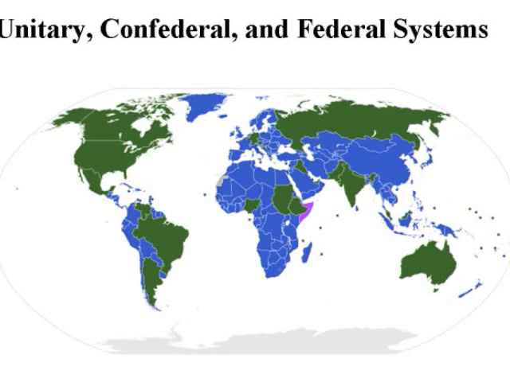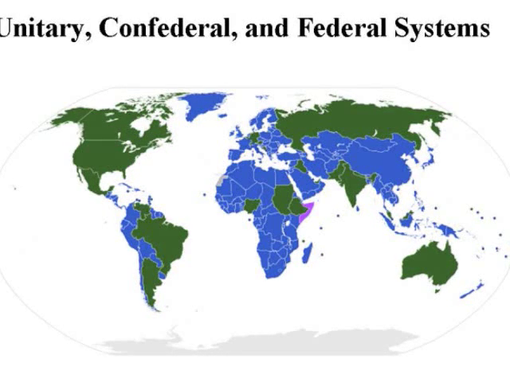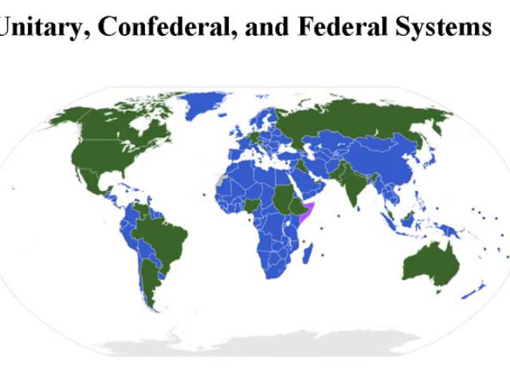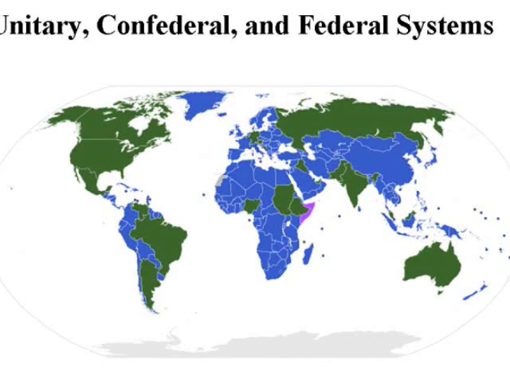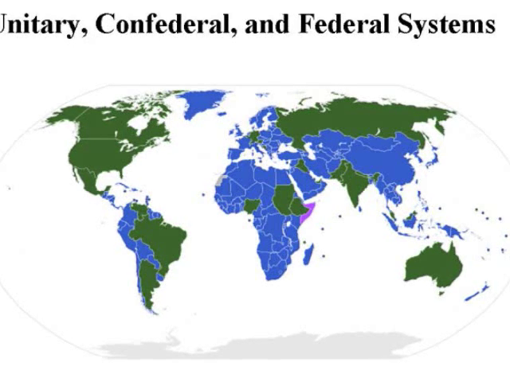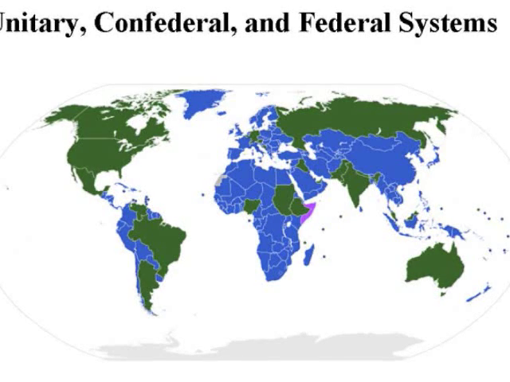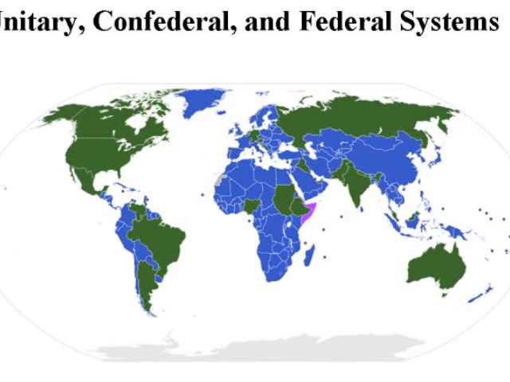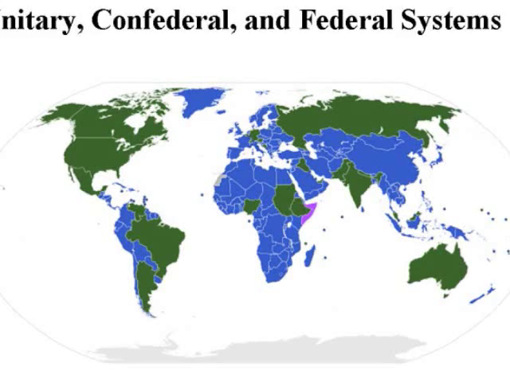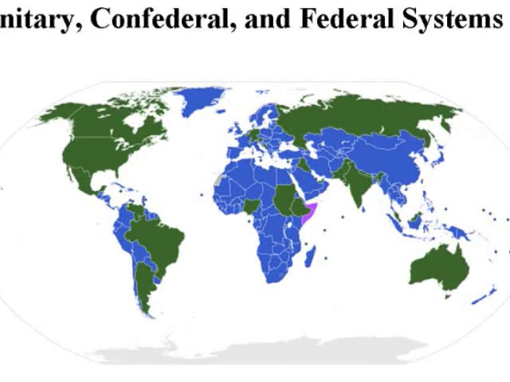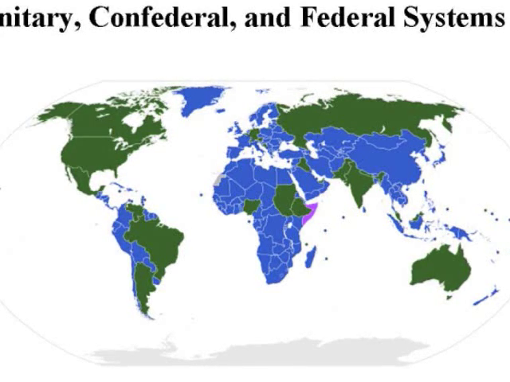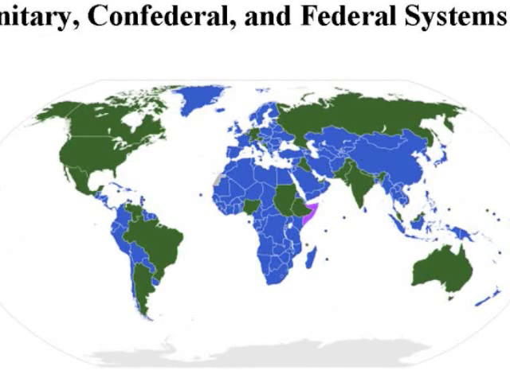Consequently, in most modern countries, there's a need for a central government authority and regional or localized governments. The power relationship between the central government on the one hand and the regional governments on the other hand allows us a basis upon which we can distinguish three distinct systems of government: unitary, confederal, and federal.